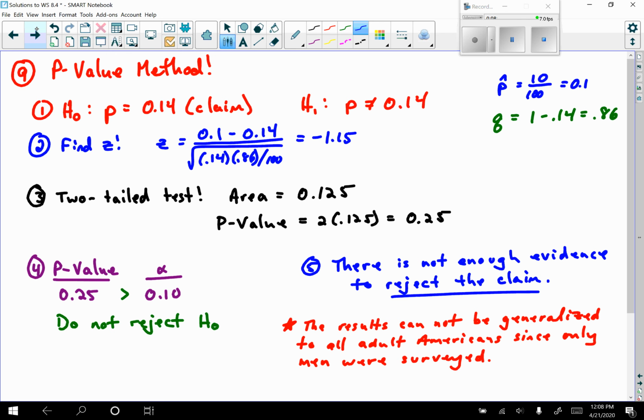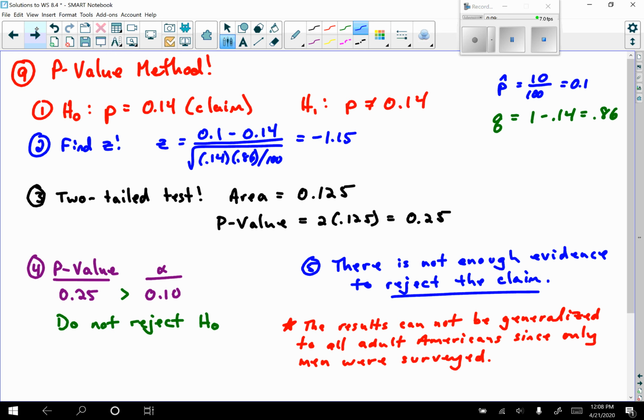So number 9, there are 2 questions here. Just to read the whole problem again, it says a survey by Men's Health magazine stated that 14% of men said they used exercise to reduce stress. We're going to use that alpha is 10%. A random sample of 100 men was selected, and 10 said that they used exercise to relieve stress. Use the p-value method to test the claim. So the only claim we have is that this magazine stated that 14% of men said that they use exercise to reduce stress. So our claim in this case is the null hypothesis.